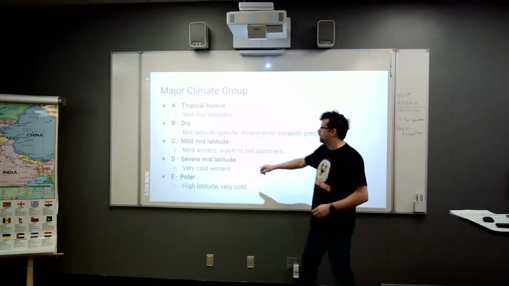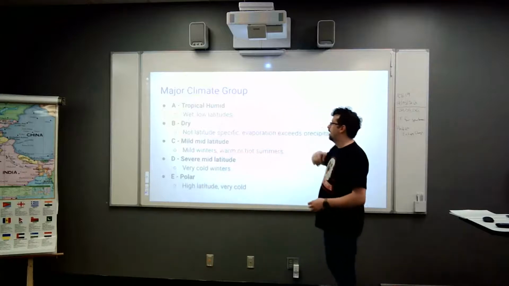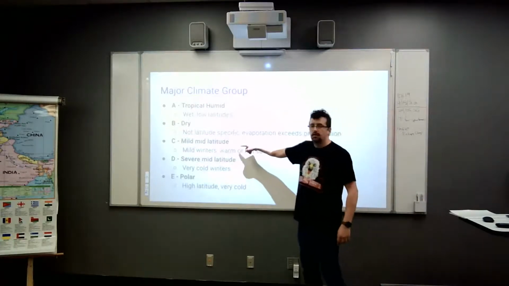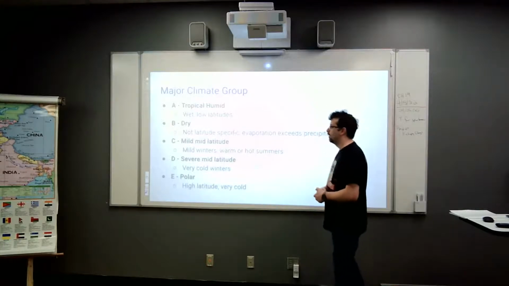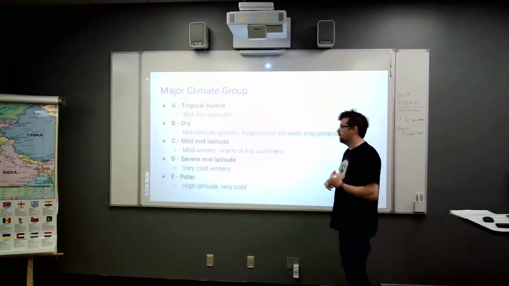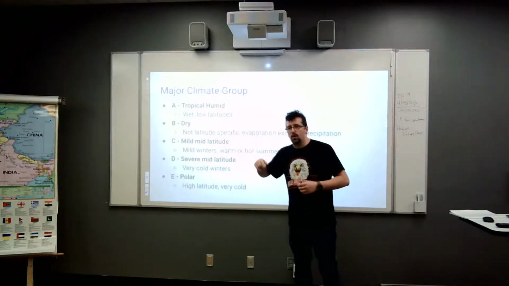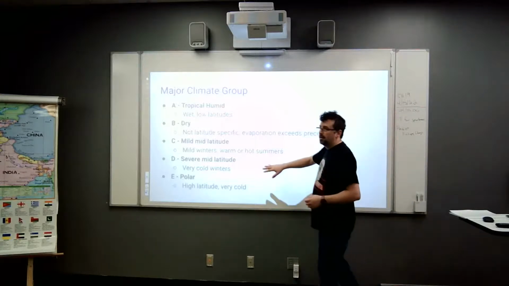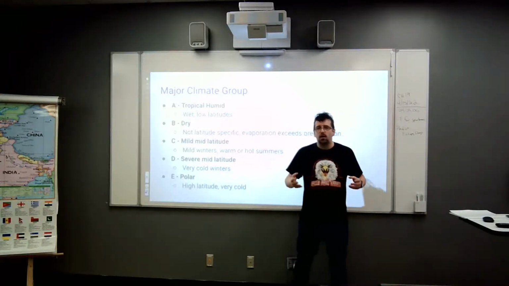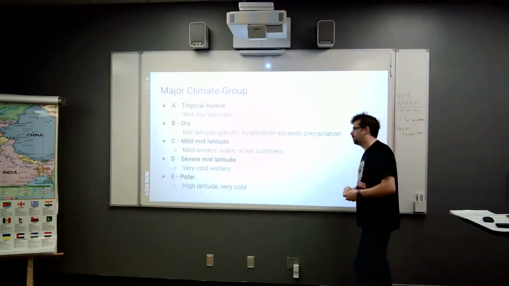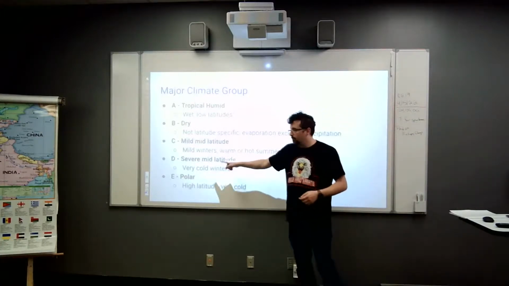And then we have the mild mid-latitude. Mild winters or warmer hot summers. That's us. We're right here. We are mild mid-latitude, as is most of the east coast of the United States. Then we have severe mid-latitude, which is very cold winters. This tends to take up a good portion of Europe. I don't think a lot of people understand just how far north Europe actually is compared to the United States. But this takes up a lot of Europe.